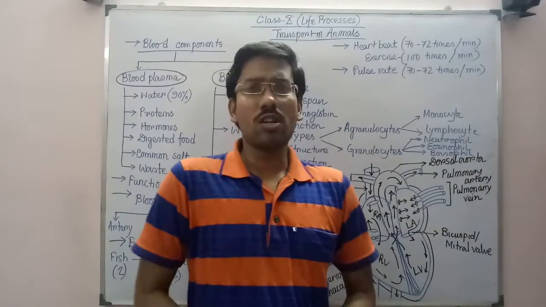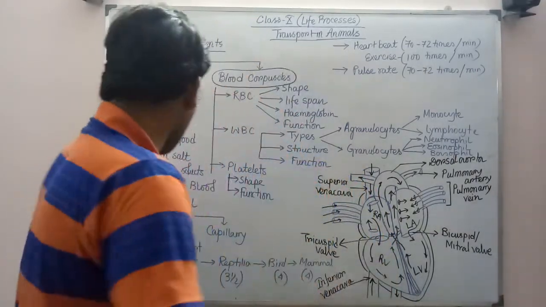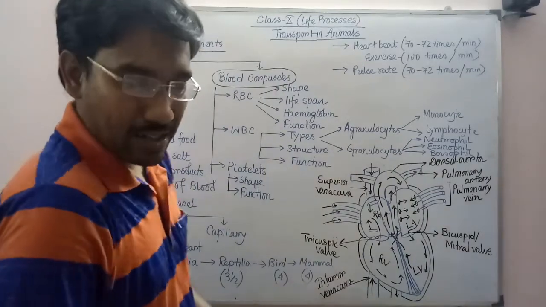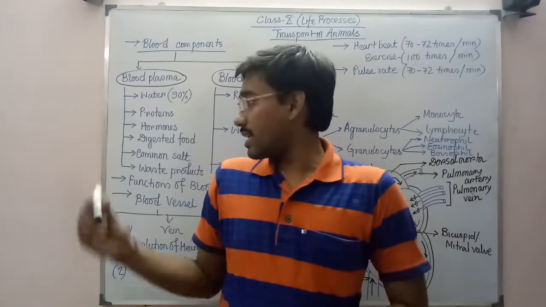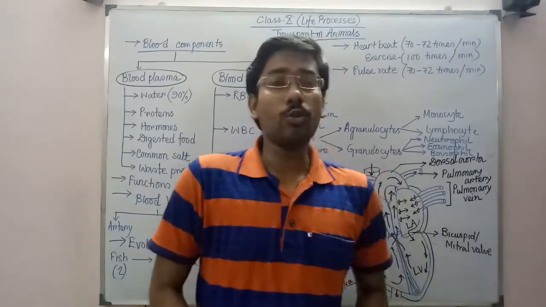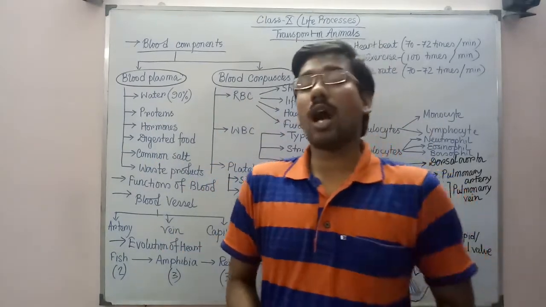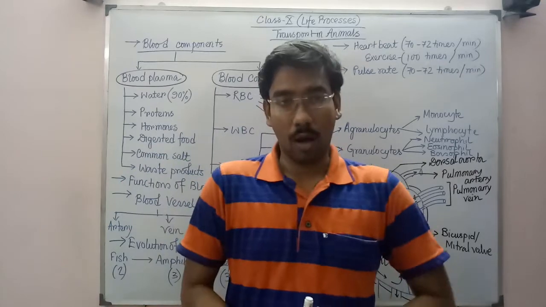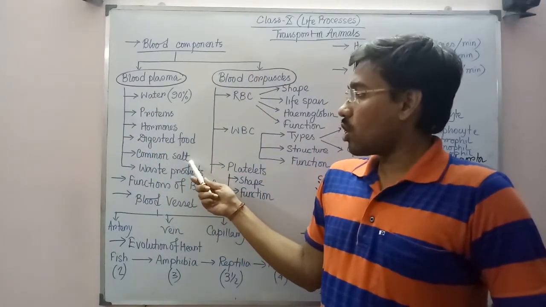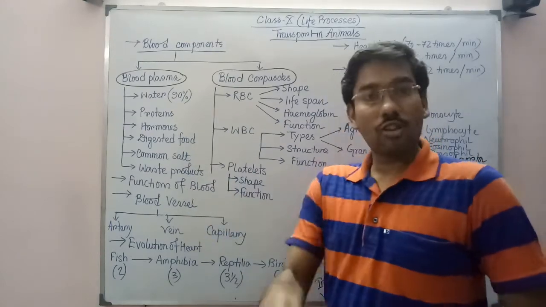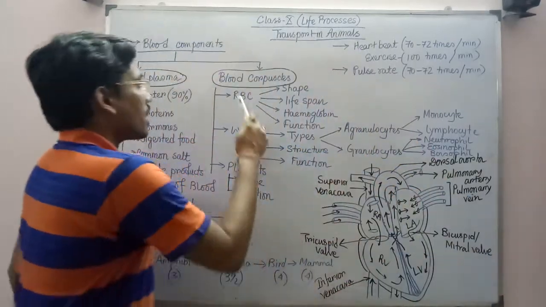Next, common salts. Various kinds of salts, bicarbonate salts, sodium, potassium, chloride, are also present in the blood plasma. Next, waste products are also present. Various kinds of excreted products are transported through the blood. One point here, it is not written, that you should include when writing this down: respiratory gases, oxygen and carbon dioxide, also pass through the blood plasma. So we have water, proteins, hormones, digested food, common salt, waste products and respiratory gases all present within the blood plasma.